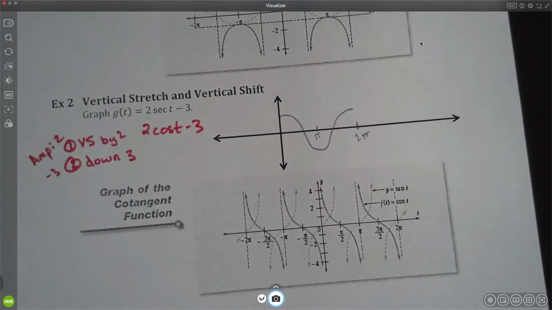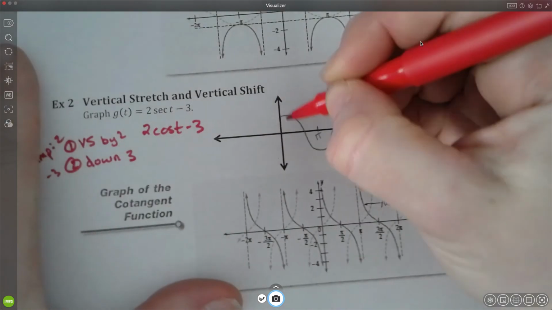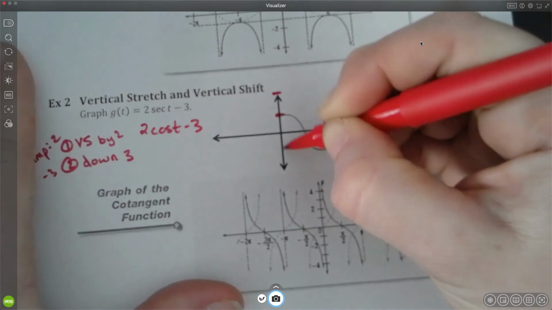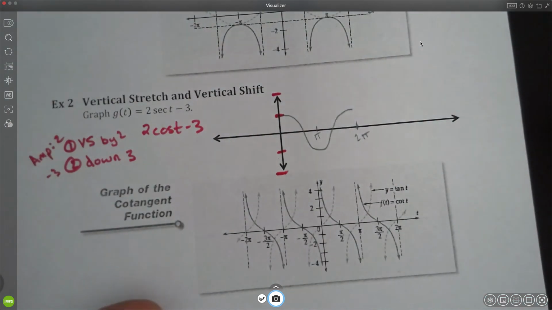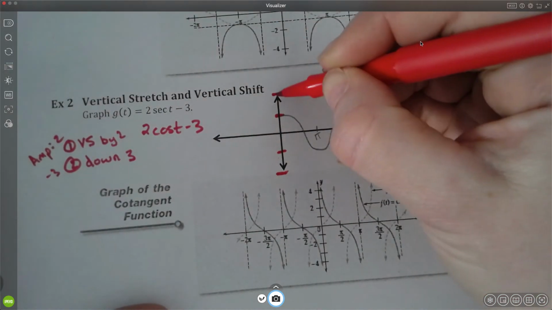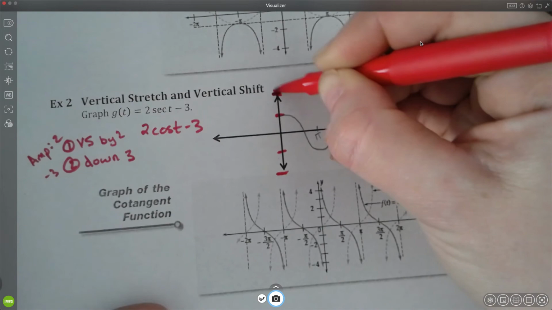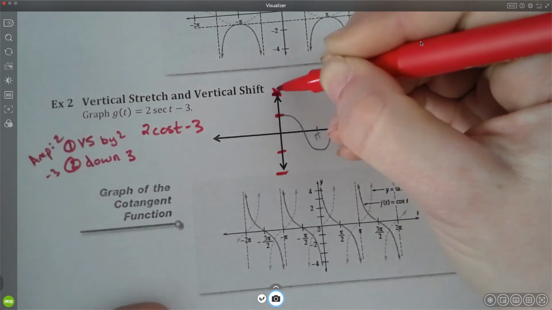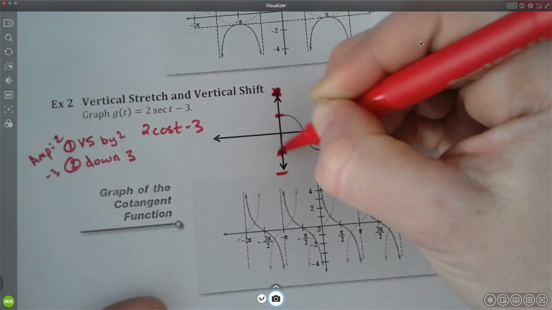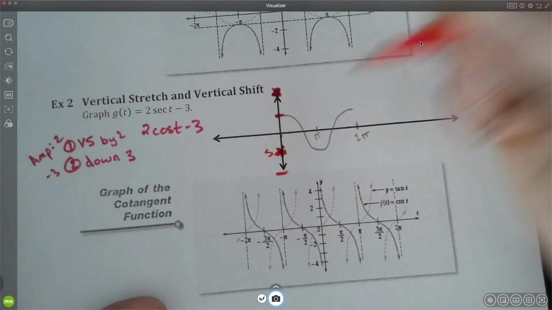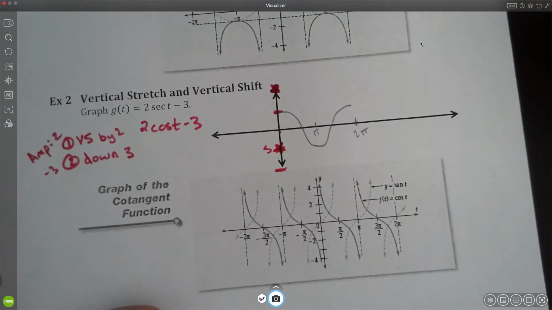So I want to make him taller. So instead of going to 1, he's going to go to 2. And negative 1, he's going to go to negative 2, right? He's going to do that, except he's going to be down 3. So normally he would start here, and he would go down and come back up. But now I'm going down 3 units. 1, 2, 3. He's going to start here. I'm going to put an S here for start. Okay, now, how low does he go?